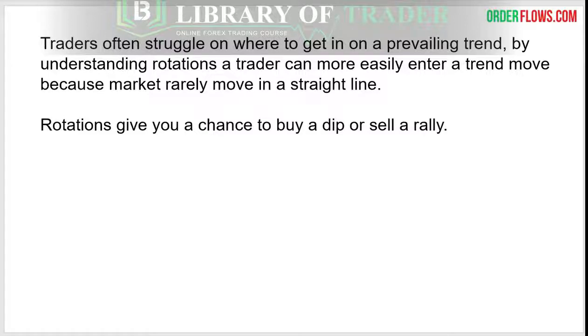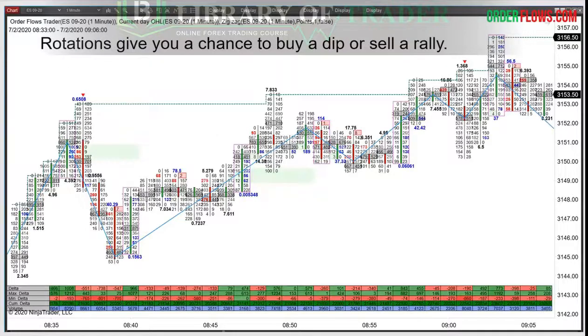Now, traders often struggle with where to get in on a prevailing trend. Understanding rotations will help you more easily enter a trend move, because markets rarely move in a straight line. Rotations give you a chance to buy the dip or sell the rally. If you understand that markets rotate, you will be more willing to buy the dip. You come back up, make a new high, and pull back. This is your chance to get long.